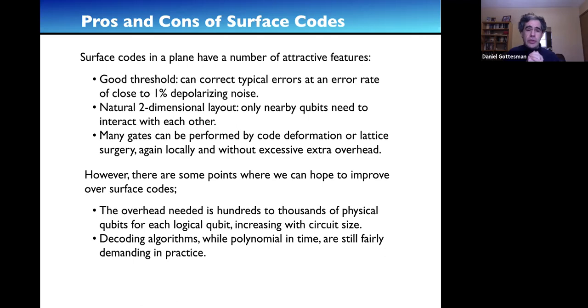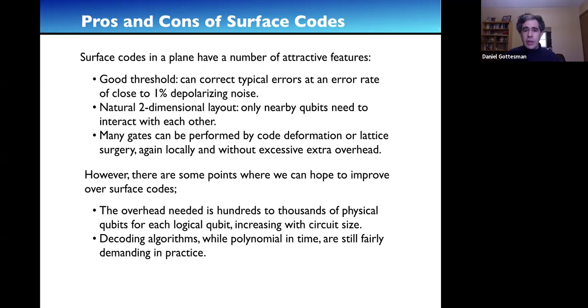And then finally, there's a lot of gate constructions that have been devised for the surface code. Some use code deformation, where you change the lattice to modify the way the logical qubits are done. Others have different surfaces that you can tie together by doing some operations and then cut apart again in different ways. And you can do a lot of gates that way. And those things don't break this two-dimensional layout property, and they don't use excessive extra overhead.